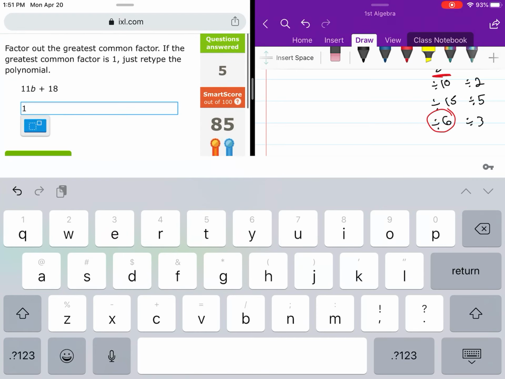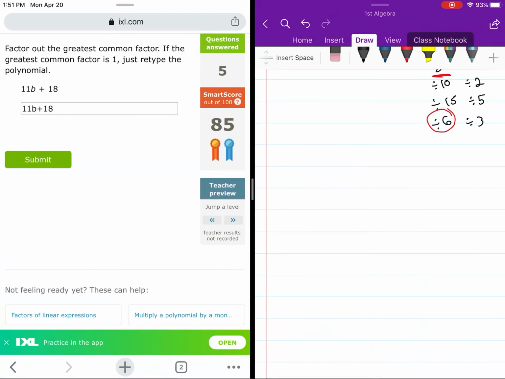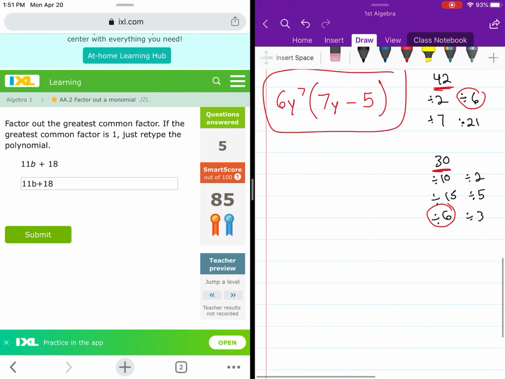So if the greatest common factor is 1, then just retype the polynomial. So I don't have to do anything to it. I'm just going to leave it the same way that it is. Just like that. Why? Because nothing can divide the 11 and the 18 at the same time.